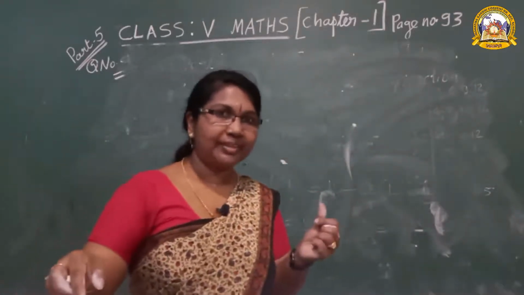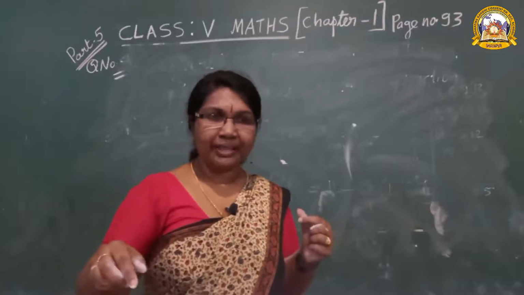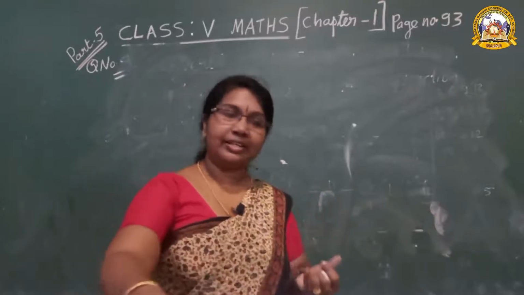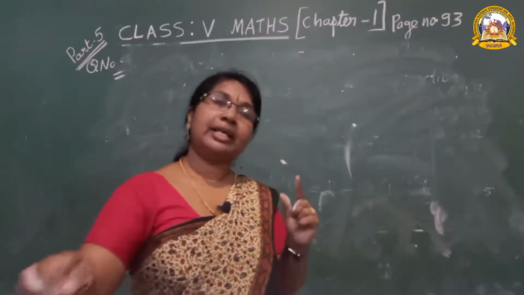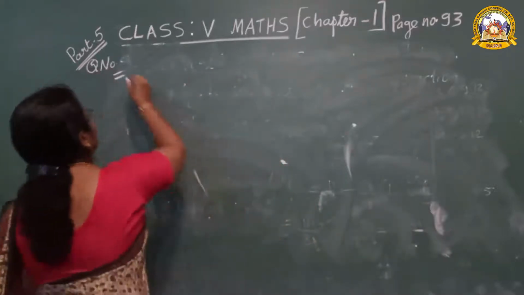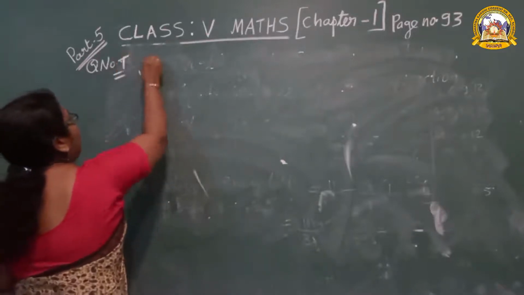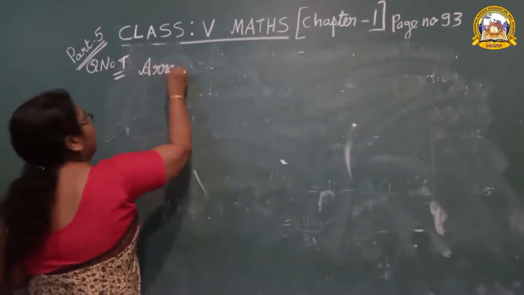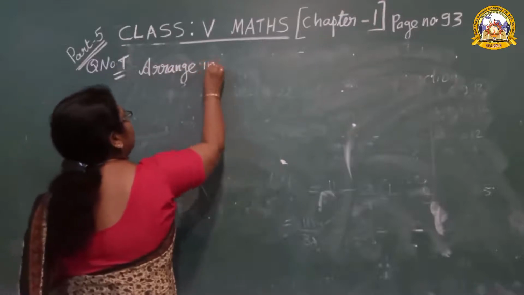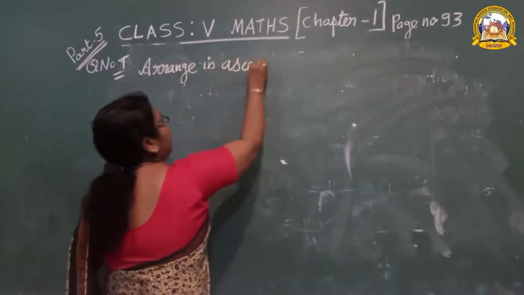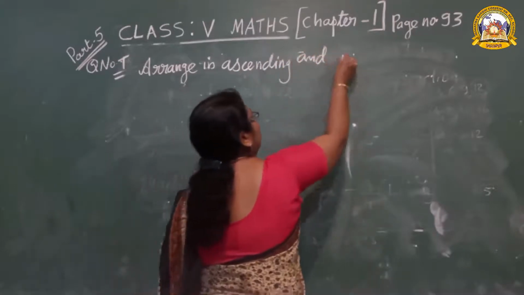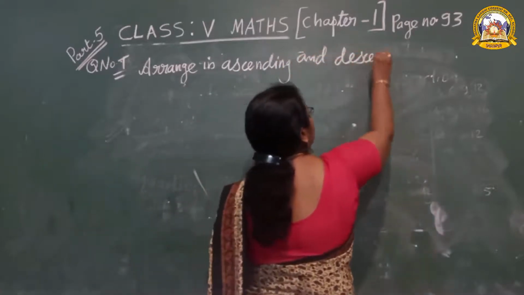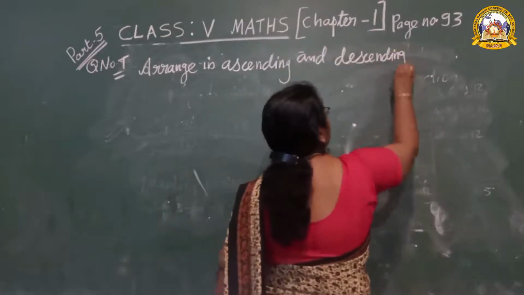What are they? Not remembering? Yes, addition and subtraction. Then one more: arrange in ascending and descending order. Question number T, arrange in ascending and descending order.